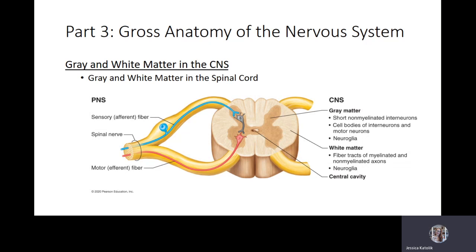So that concludes our discussion of gray and white matter. I would like you to be able to compare and contrast the structures and functions of gray and white matter and be able to label them on the brain and spinal cord.